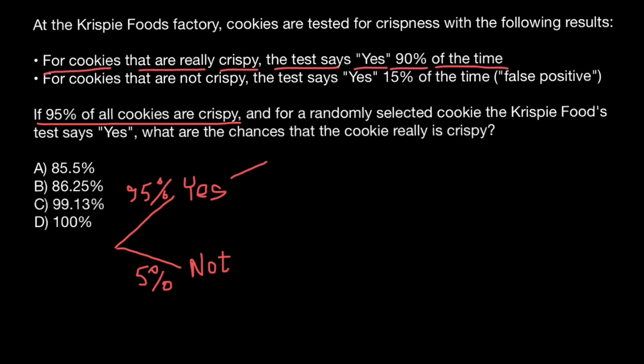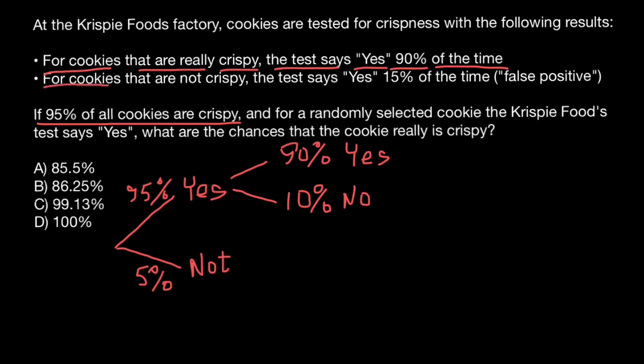Next, for cookies that are really crispy, the test says yes 90% of the time. So 90% of the time, the test says that cookies are crispy. That means that in 10% of the cases it says it is not crispy. So yes here and no here. Those are actually crispy, but test accuracy is not 100%. In 90% it says correctly, in 10% it says incorrectly. So this is going to be false negative. They are crispy, but the test shows that they are not crispy.